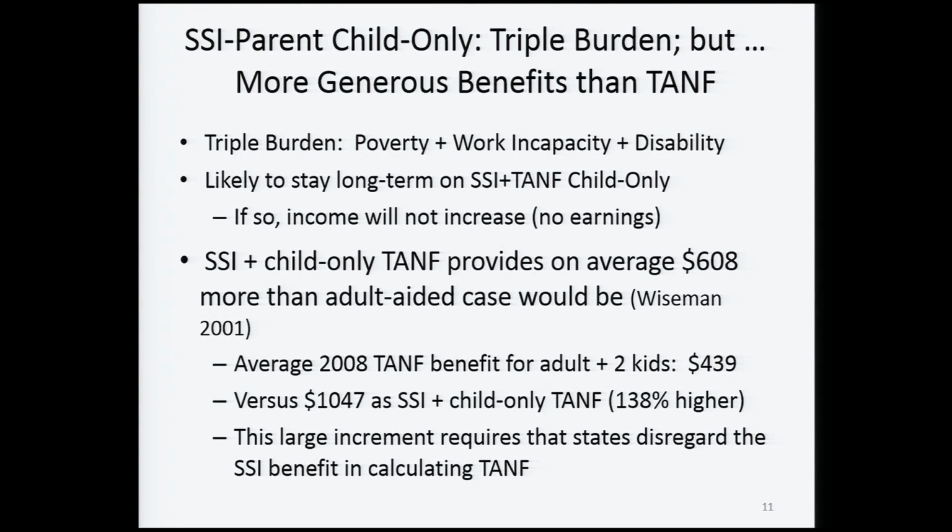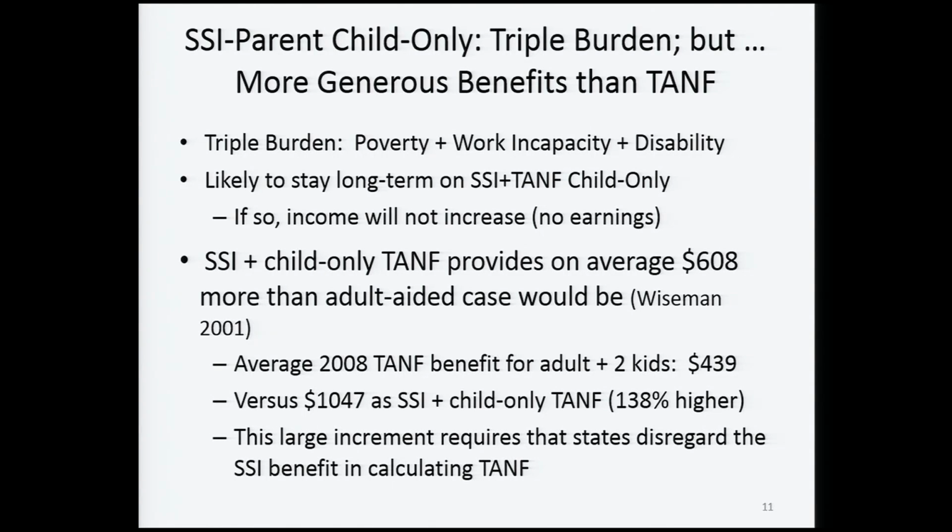So I mentioned at least the notion of a triple burden that SSI-parent child-only cases experience. And what is that triple burden? It's the burden of poverty, work incapacity, and disability. These caseloads are likely to stay long-term, both on SSI and on TANF child-only, perhaps until the youngest child in the family ages out of TANF. And during this period of time, it's quite likely that income really will not change. It's not likely that many of these folks are going to go to work, or if they go to work, for a substantial bump up in income.